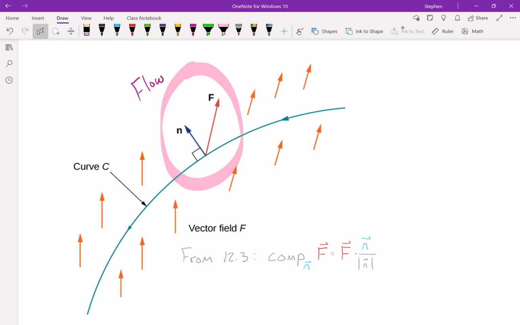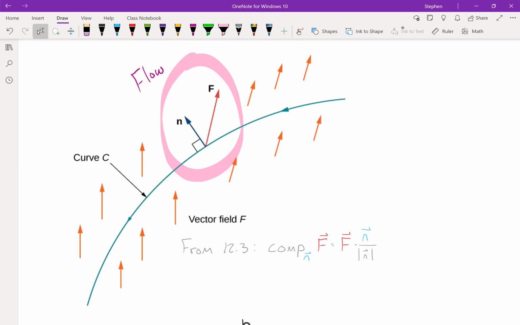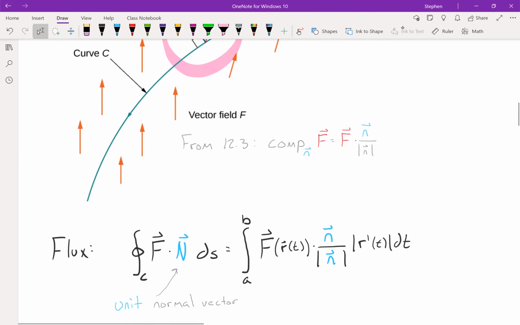So if I look at the flow through a single point on this curve, it's going to be F dot N, which I will bring up in just a moment. So the flow through a single point is going to be F dot N. The flux then is the flow through the entire curve. So rather than just the flow at a single point, I want the flow through all points that are on this curve, which means I want to integrate that flow across the entire curve. Which means we're going to need a line integral in order to do that.